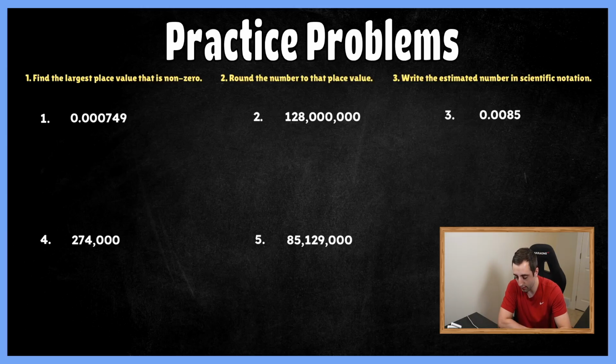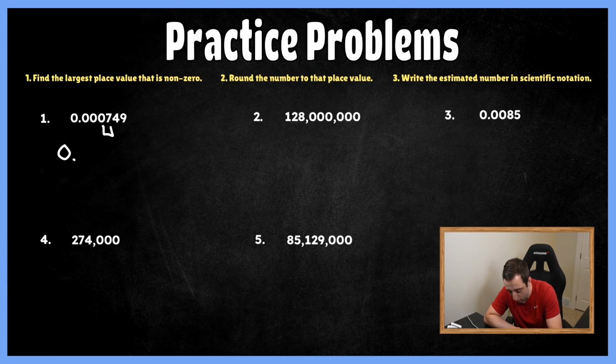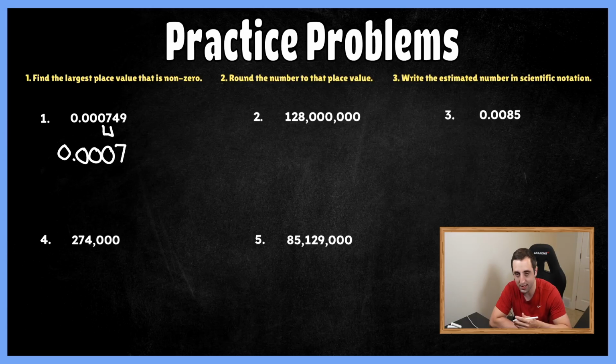So let's go ahead and take a look at number 1. Again, you're trying to find the largest place value that is a non-zero digit. So for number 1, that would be the 7. Then you need to look at the number behind it, see if it's 5 or larger. In this case, it's not. So we need to put 0.0007 as our rounded value because, again, you're not moving it up to an 8 because it wasn't a 5 or larger. Now we just need to write our final estimate in scientific notation.